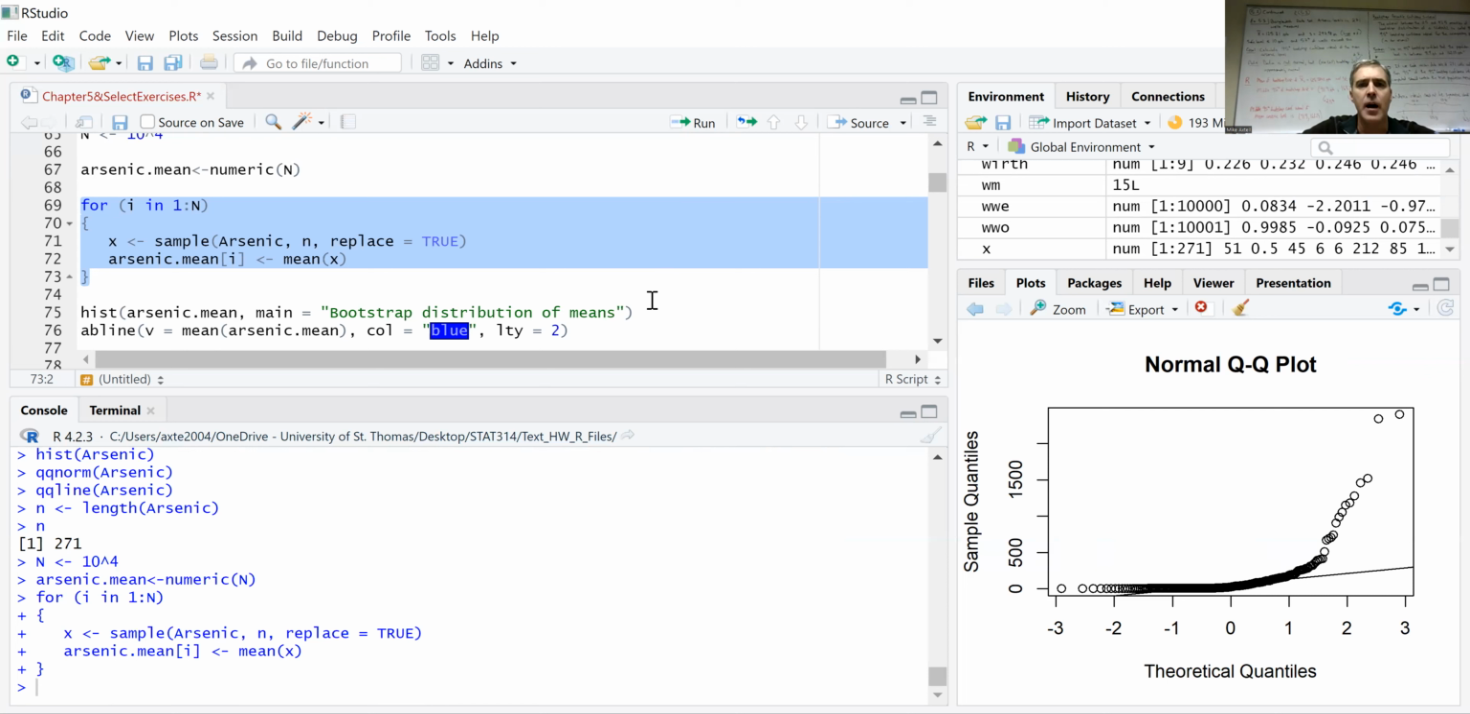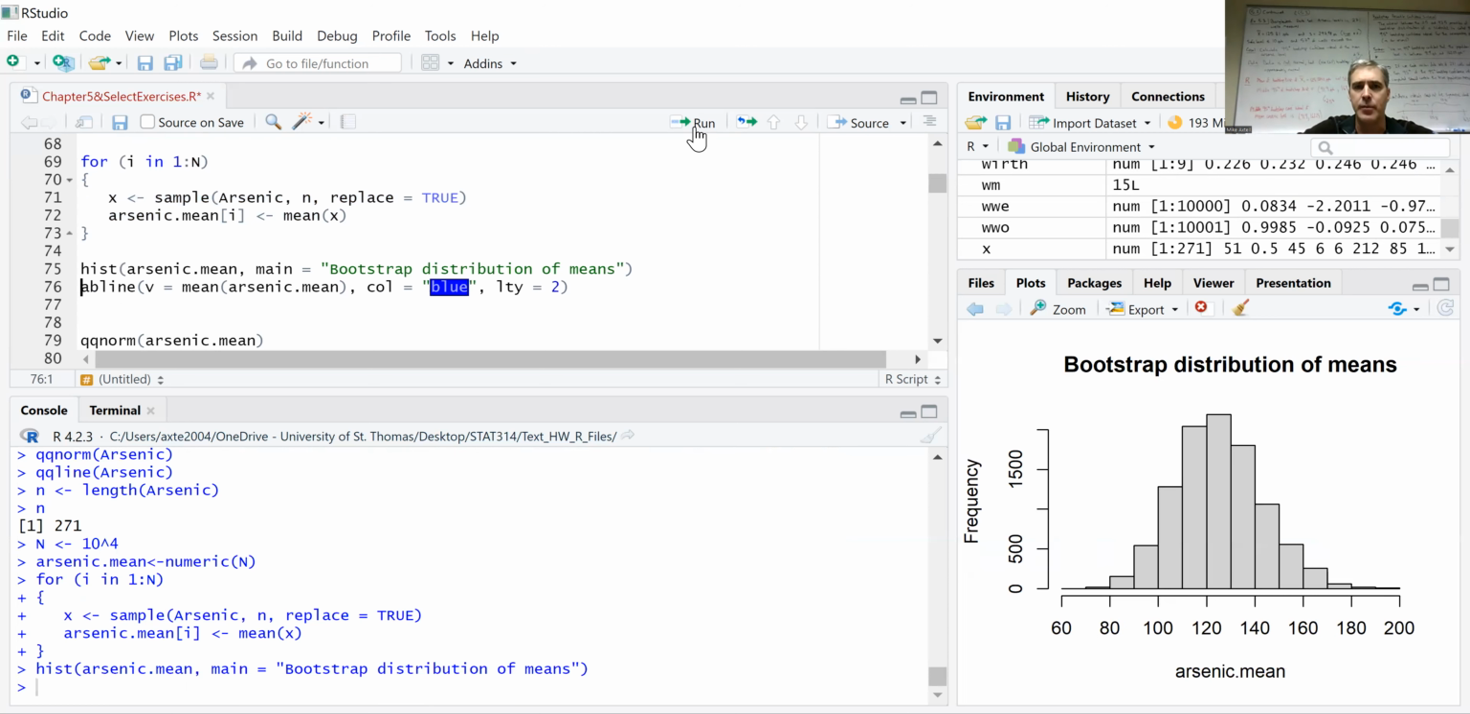Run that simulation. There, it's done. I'm going to create a histogram of the means in the bootstrap simulation. So there is the bootstrap distribution histogram, and look, it's pretty normal. Okay, and then I'm going to throw in the line which has the mean of the original data set. The original data set is what we call arsenic. So I'm going to throw that line into the histogram in blue.